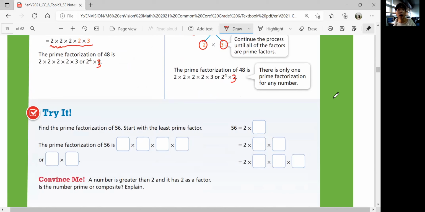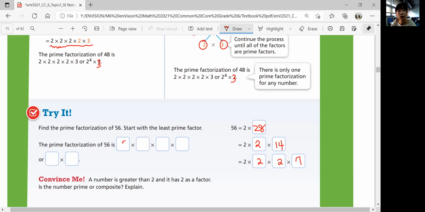Let's figure out the prime factorization of 56. Start with the least prime factor, the smallest prime that you can think of. You have 2 because 56 is an even number. It's divisible by 2. 2 times what would be 56? 28. Can you divide 28 by 2 again? Yes. 2 times 14 is 28. And 14, divide 14 by 2. 2 times 7. Is 7 a prime number? Yes, 7 is a prime number, so you can stop there.